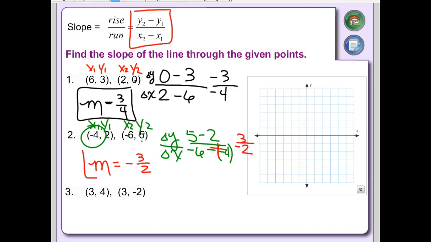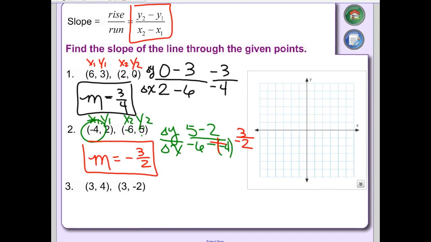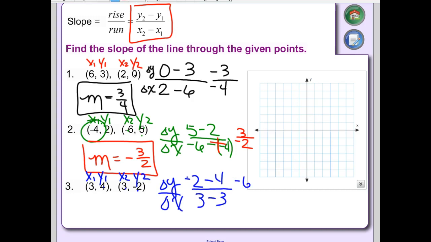All right, now let's go ahead and look at number 3. Let's go ahead and do the math. Use our slope equation for number 3. Well, here we go. I'm going to make my first point x1, y1, my second point x2, y2. So my change in y's, that's the back y, which is -2, minus the front y, which is 4, over the change in x's. The back x is 3 minus the front x is 3. What's -2 minus 4? -6. What's 3 minus 3? 0.